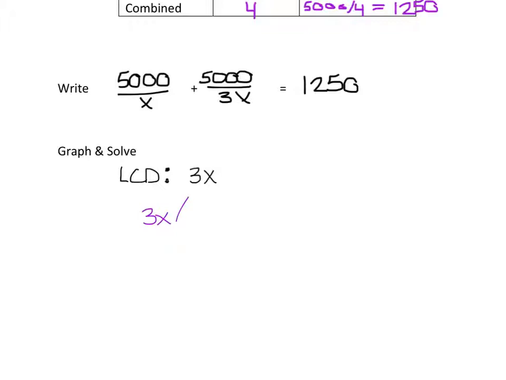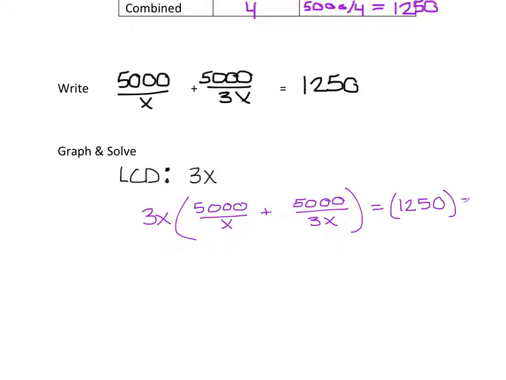So 3x times 5,000 divided by x plus 5,000 divided by 3x equals 1,250 times that 3x. So the LCD is on both sides.